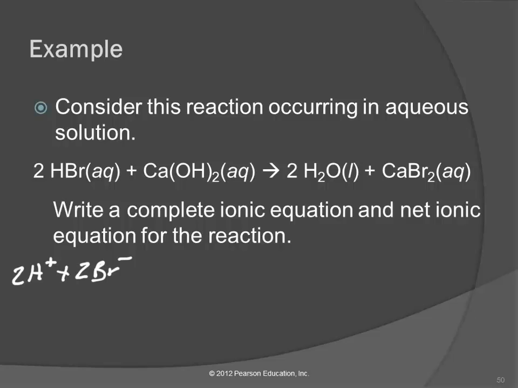So 2 HBr, each HBr comes apart into H+ and Br-. And since we have two of them, we're going to end up with two H+ and two Br-. And then the calcium hydroxide is soluble. So we're going to end up with Ca2+ and two OH-.